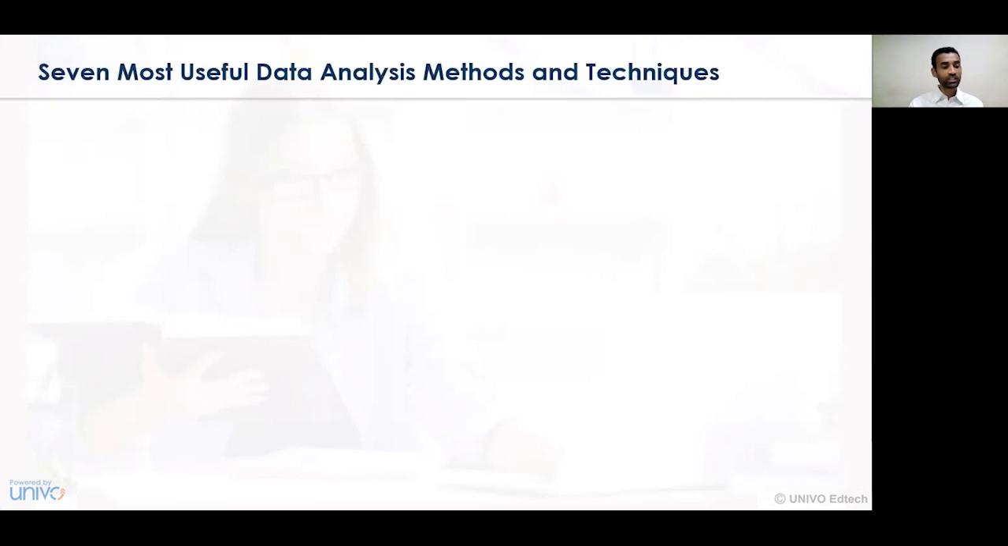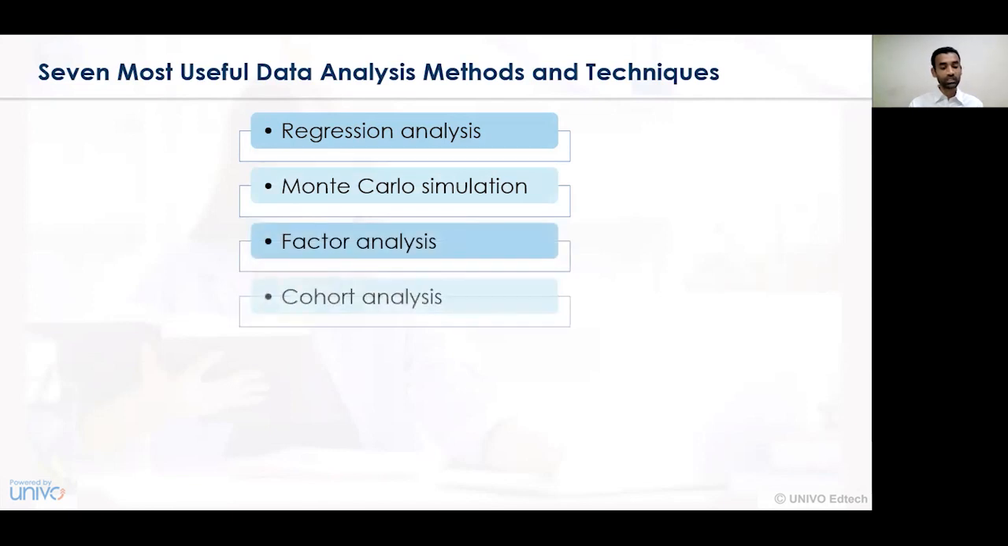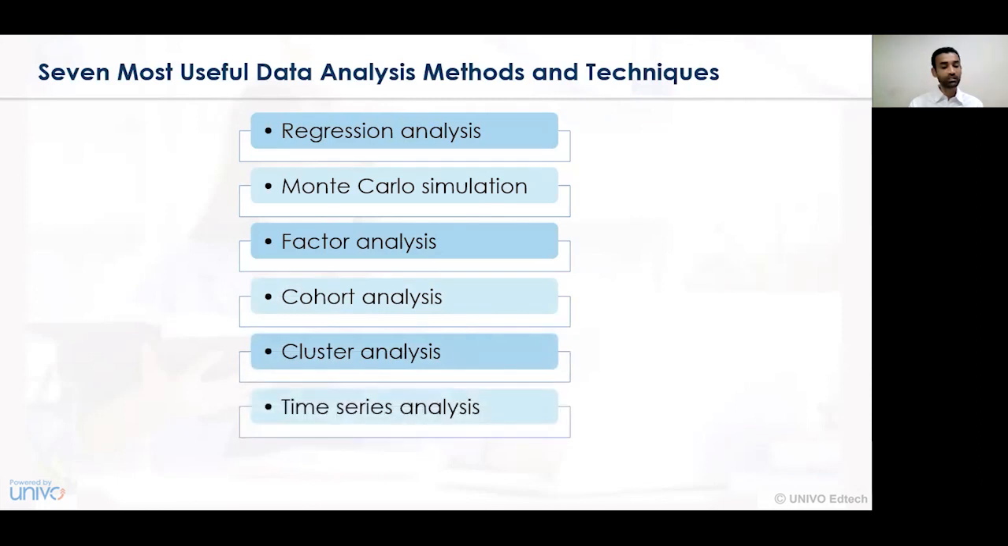Now let's understand the 7 most commonly used data analysis methods and techniques. Number 1, the first one is regression analysis. Number 2 is the Monte Carlo simulation. Number 3 is factor analysis. Number 4 is cohort analysis. Number 5 is cluster analysis. Number 6 is time series analysis. And number 7 is sentiment analysis. On this basis, any method or mode of data analysis can be selected. On any one basis, the data analysis can be undertaken.